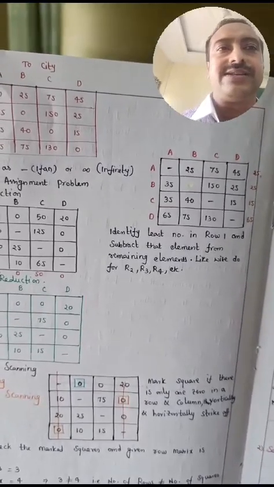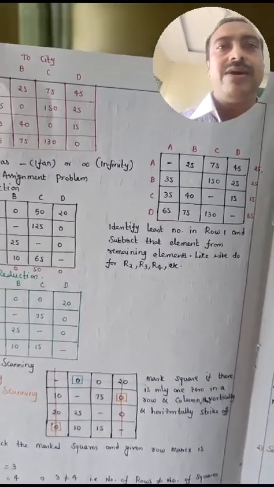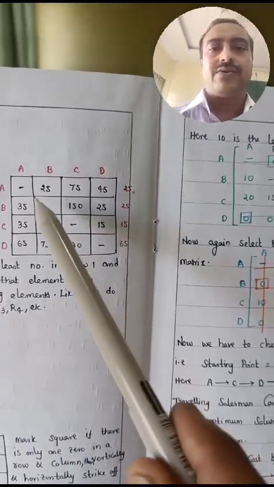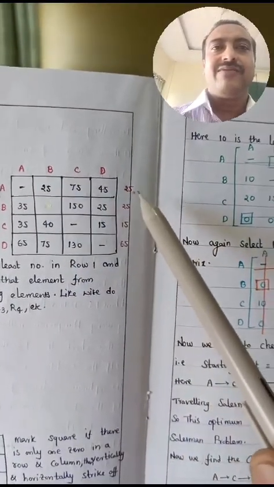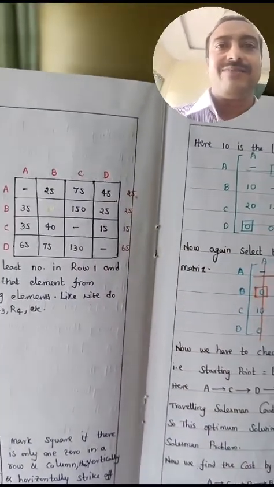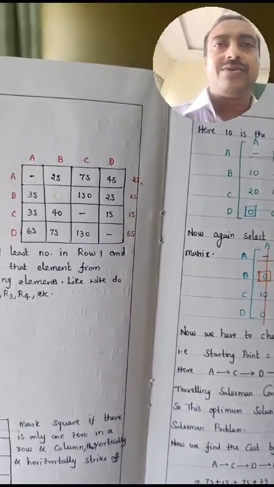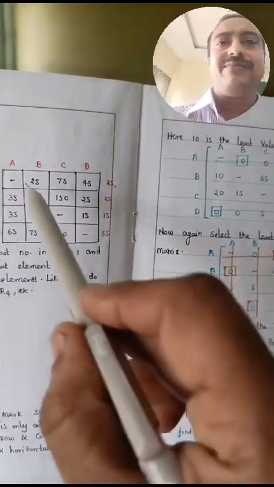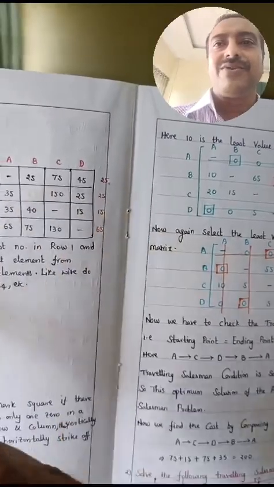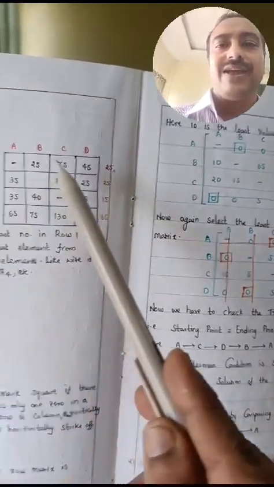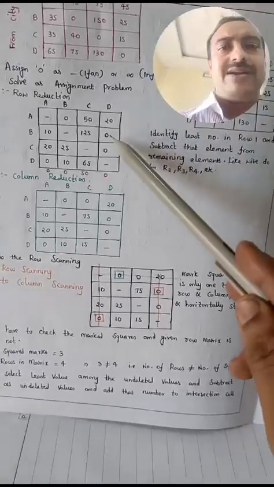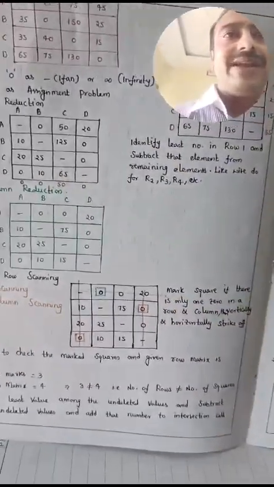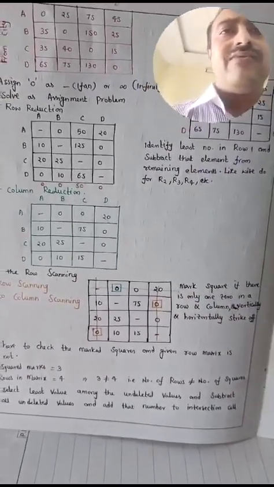To do the row reduction, we have to identify the least value. In the first row we have 25, 75 and 45, and of these three, 25 is the minimum. In the same way, for the remaining rows we identify the least value and subtract it from that row. Here 25 minus 25 is 0, 75 minus 25 is 50, and 45 minus 25 is 20. The remaining rows are done in the same way. And now we move to the column reduction.